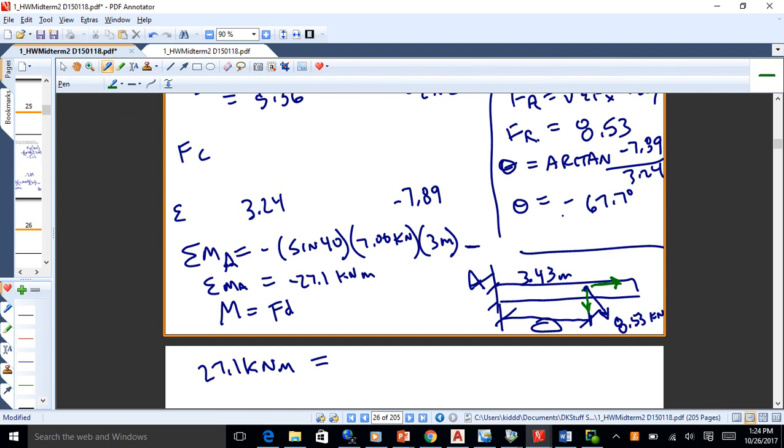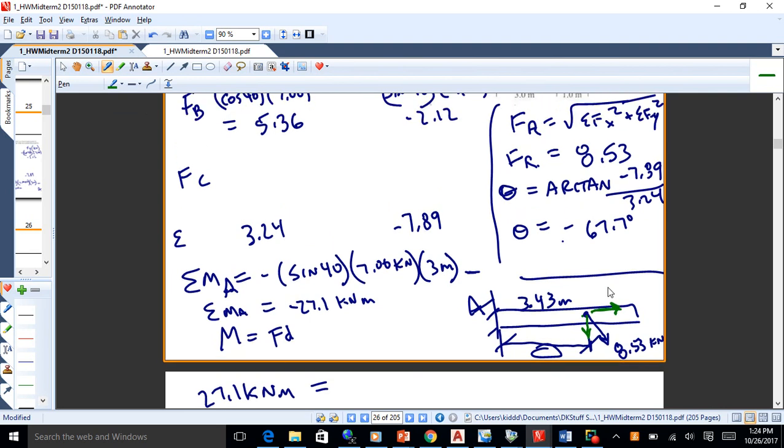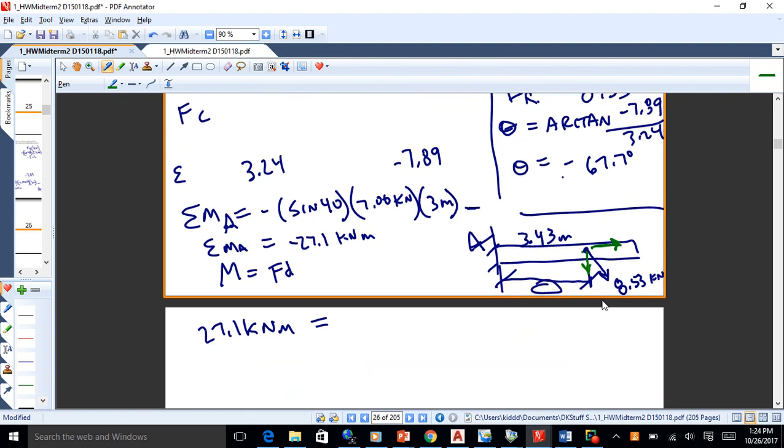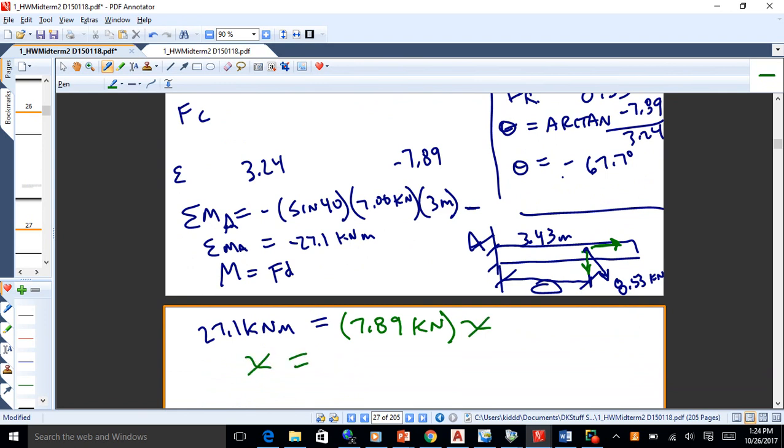And as we slide it over there to the right, excuse me, we're going to get 7.89 kilonewtons. That's the y component. And that'll be times the unknown distance. And then you just solve for the unknown distance, and that comes out to be 3.43. So that's the distance over that you would place the force such that it creates the moment of 27.1.